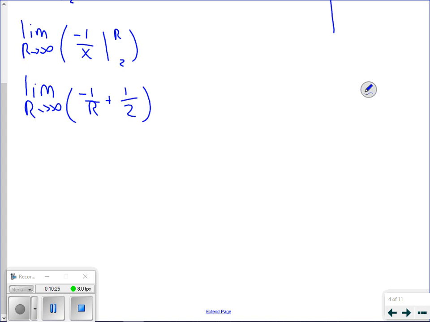Then we're going to take the limit of each of those quantities separately, and if you want to rewrite it as two separate limits, sometimes that's helpful to visualize it. So I got that, and that.